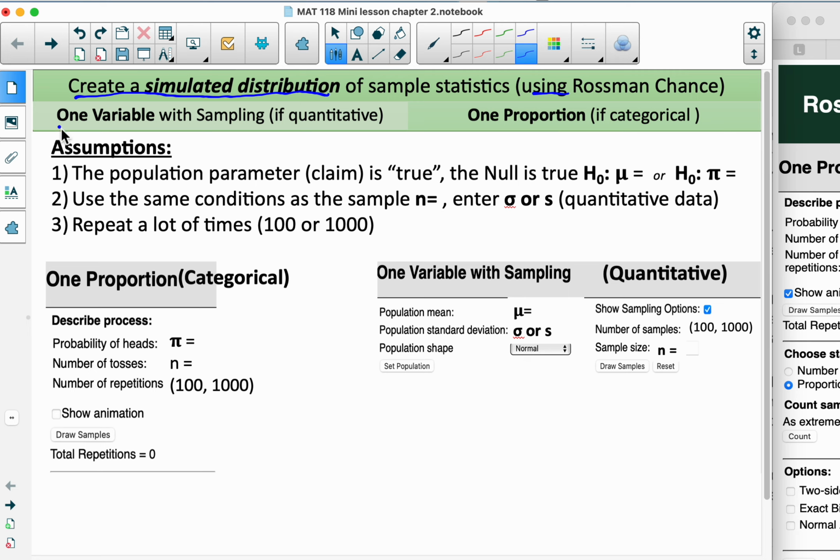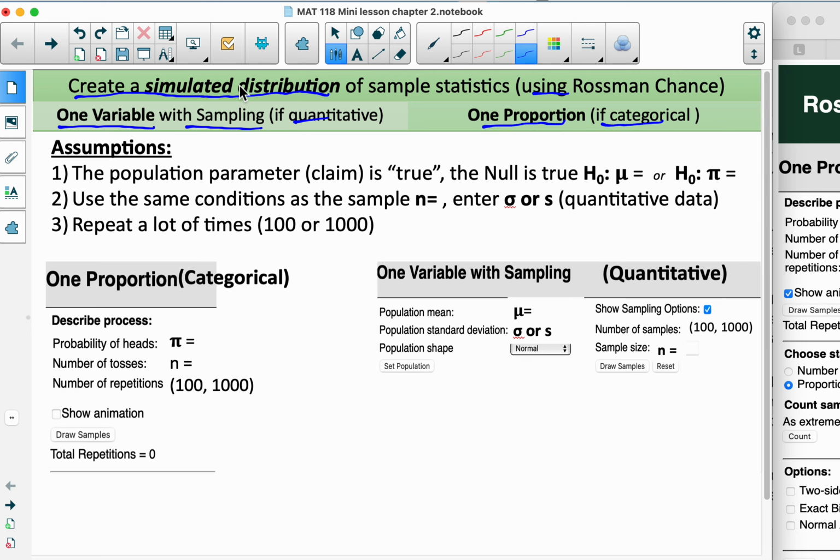There are two ways we can do that. If we have a categorical variable, we use the one proportion applet. If it's quantitative, we use the one mean applet.